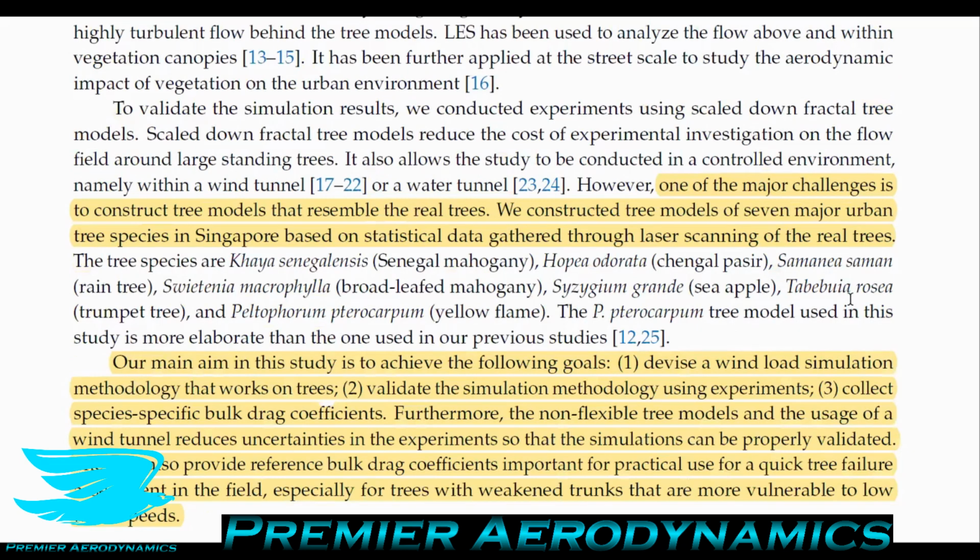They say one of the major challenges in constructing tree models is to resemble real trees. They constructed tree models of 7 major urban tree species in Singapore based on statistical data gathered through laser scanning of real trees. And that's interesting. We'll get into this laser scanning in a bit.